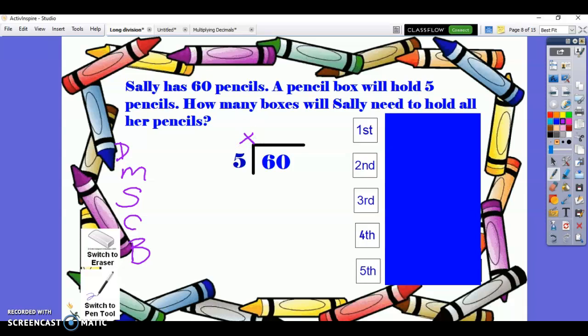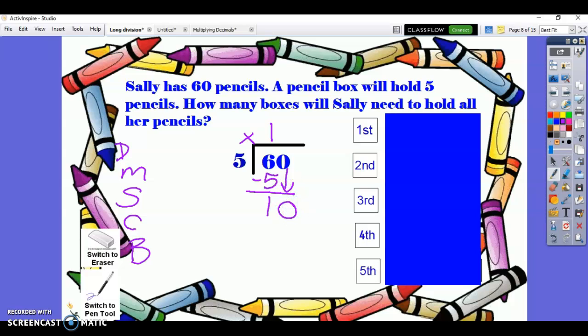Pause the video here. See if you can do this one by yourself, and that's what we're really trying to do. Remember, 5 can divide into 6 only one time. Those factors go up top all the time. So 5 times 1 is 5. Your products go down below. Next step is we subtract. 6 minus 5 is 1. You bring down and you have 10.